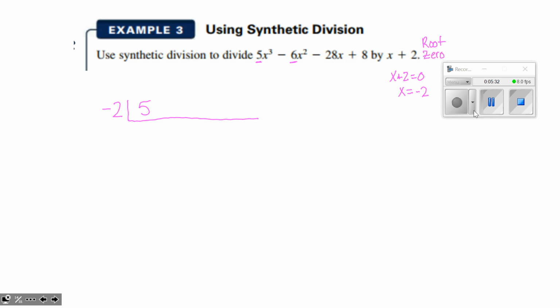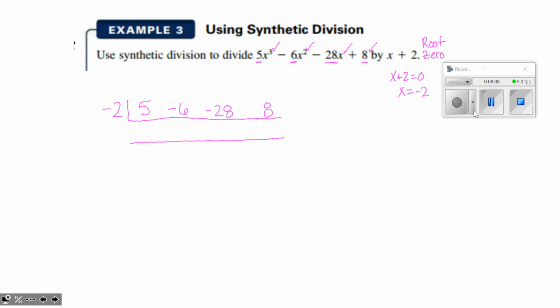Negative 6x squared. We only need the -6. Negative 28x. We only need the -28. Plus 8. It's very important when we do this that we make sure that there's no powers missing. So we should always check: 3, 2, 1, 0. So we've got them all. If one of them was missing, we would have to put a 0 as a placeholder. If we don't do that, then we're going to end up with the wrong number.